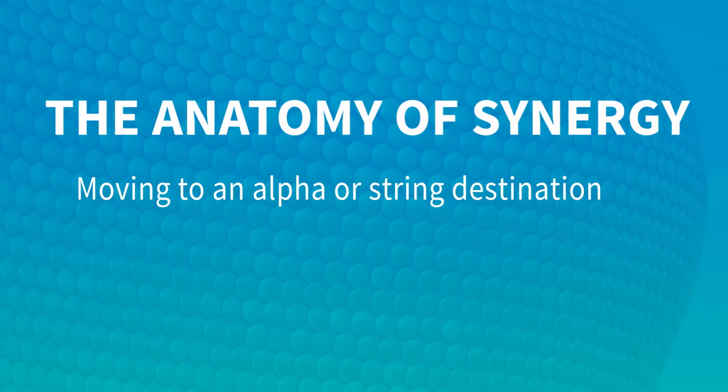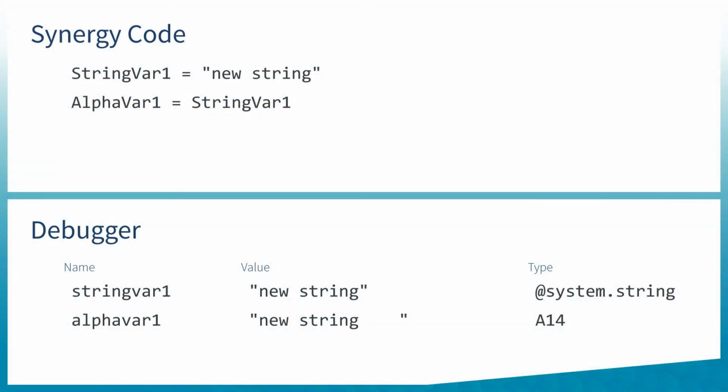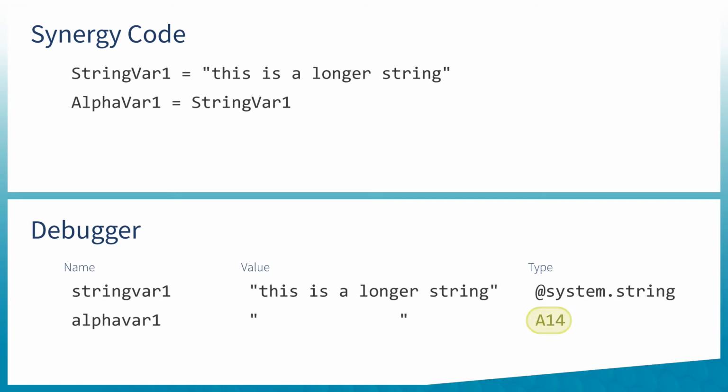We've seen how we can move different types of data to a numeric destination. But what if we want to use an alpha or string destination? You can easily move string data between alpha and string variables. Just remember that alpha fields have a fixed size, while string fields are dynamic. For this reason, you should make sure that an alpha field is large enough to hold a given string value, or some data may be lost.